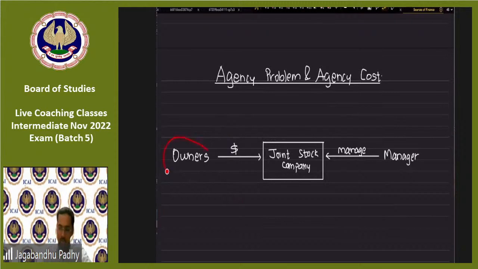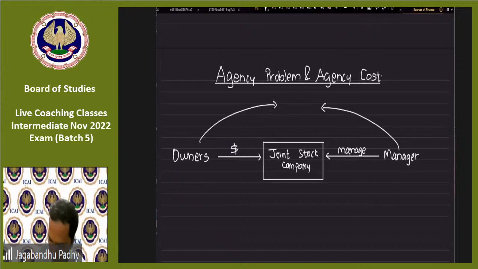Because understand, owners over here are interested in the long-term perspective of the company. They are interested in long-term profits of the company, that is long-term wealth creation. Managers may be interested in just the short term, right? So when the objectives of these two classes of stakeholders of the company are not aligned with each other, then you say that the agency problem comes in. As an owner, you want to do something. As a manager, they want to do something else.